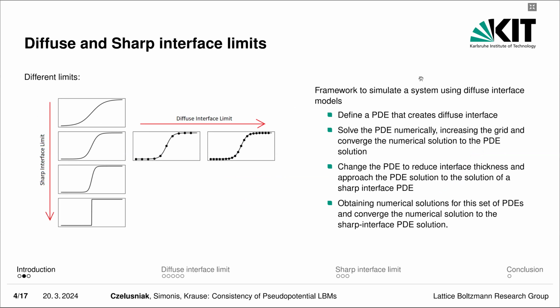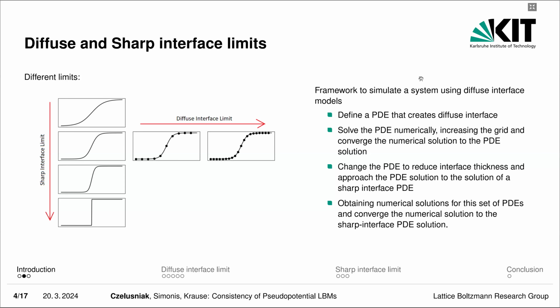Then we define a numerical method, and then we start to increase the grid resolution to solve this partial differential equation. So in this case, we are not changing our interface. We are just increasing the number of grid points. So we are doing a grid refinement, where we are not changing the partial differential equation. So this is the diffuse interface limit.